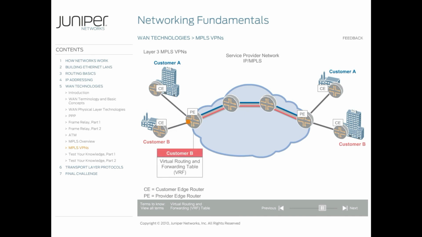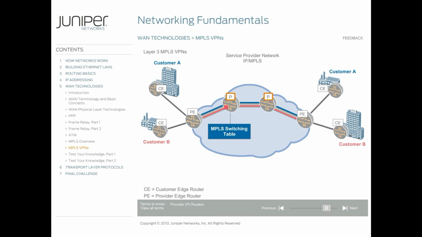When the provider edge router receives a packet from the customer edge router, it performs a route lookup in the customer's VRF, determines which LSP should be used to reach the destination network, labels the packet, and sends it on the appropriate LSP. In this example, you'll also notice that there are several provider or P routers that do not connect to customer devices and only perform label switching. They don't directly participate in the VPN. The P routers, which are transit LSRs, only perform a label lookup and label swap, and are not even aware of the VPN. When the labeled packet arrives at the egress provider edge router, it strips off the label, encapsulates the packet in a Layer 2 frame appropriate to that network, and sends the packet out the appropriate interface.